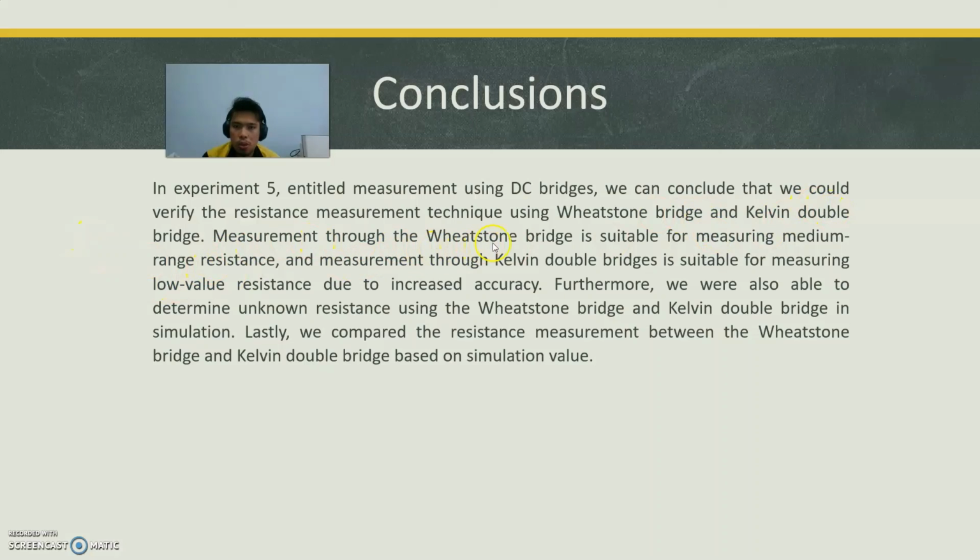The measurement through the Wheatstone bridge is suitable for measuring the medium range resistance, and measurement through the Kelvin double bridge is suitable for measuring low level resistance due to the increased accuracy. Furthermore, we were also able to determine unknown resistance using the Wheatstone bridge and Kelvin double bridge in simulation. Lastly, we compared this resistance measurement between the Wheatstone bridge and Kelvin double bridge based on the simulation value through the simulation applications. So that's all from me.